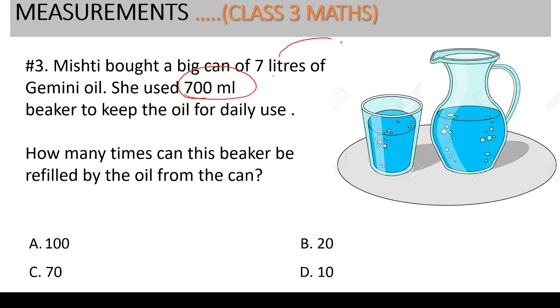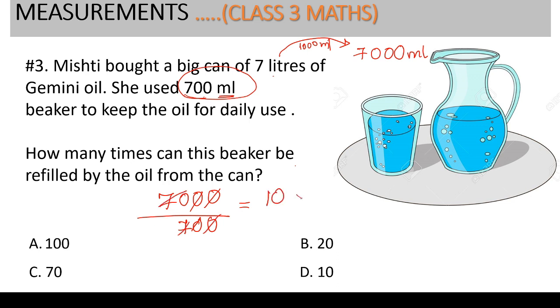Now 7 liters, let's convert it into the ml unit. So 1 liter is 1000 ml. So 7 liters is 7000 ml. Now how many times will the 7000 ml fill up the 700 ml? Well, for that we need to do 7000 divided by 700, which is equal to 10. So your answer is option D, 10.